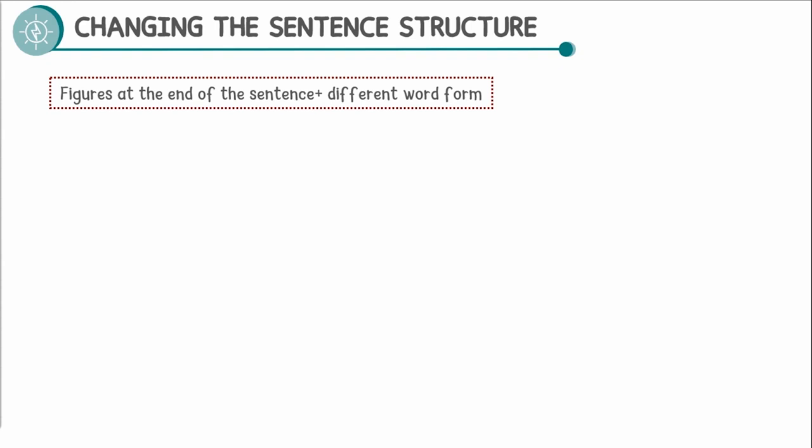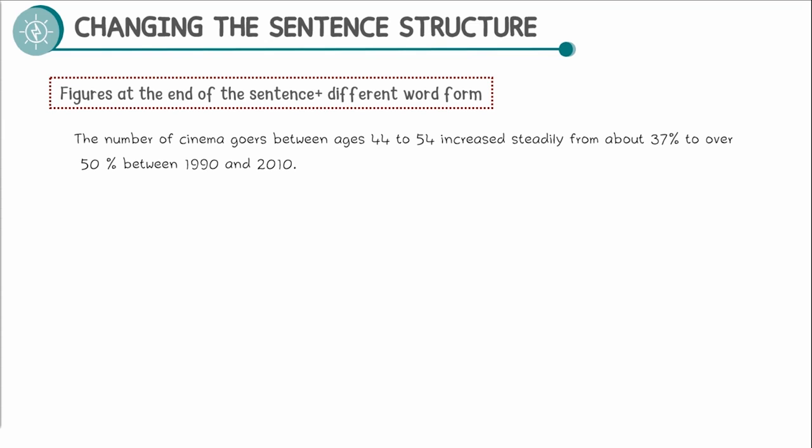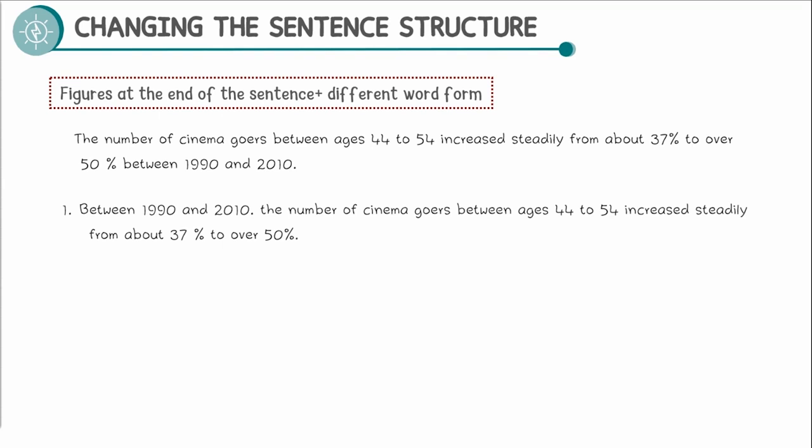For example, the number of cinema goers between ages 44 to 54 increased steadily, from about 37% to over 50% between 1990 and 2010. You can write it in three ways. First, between 1990 and 2010, the number of cinema goers between ages 44 to 54 increased steadily from about 37% to over 50%.